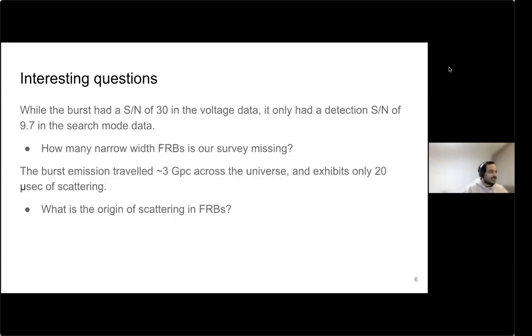And the second question that we thought about is, the burst emission seems to have traveled roughly 3 gigaparsecs across the universe and exhibits only 20 microseconds of scattering. What is the origin of the scattering in this FRB and in FRBs in general? I'll mention that this 20 microsecond scattering is small, but it is still at least 2 orders of magnitude larger than the predicted scattering from the Milky Way ISM in this direction. Okay, and I'll try to address both of these questions in my talk today.